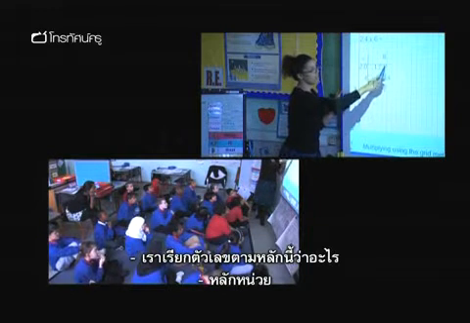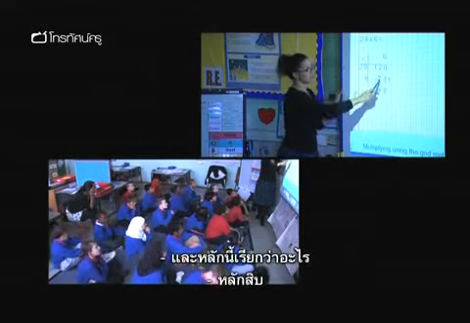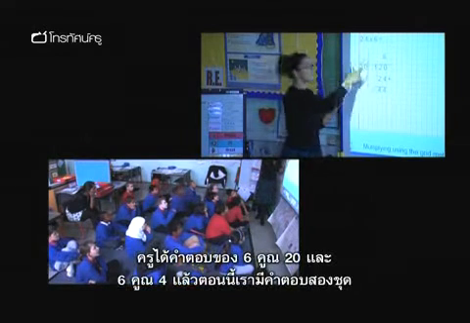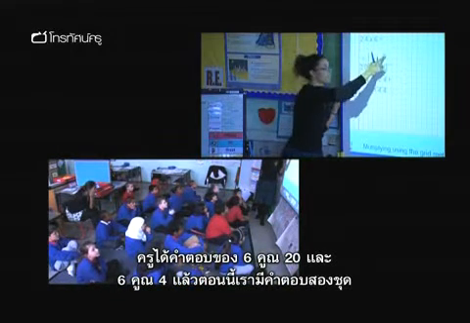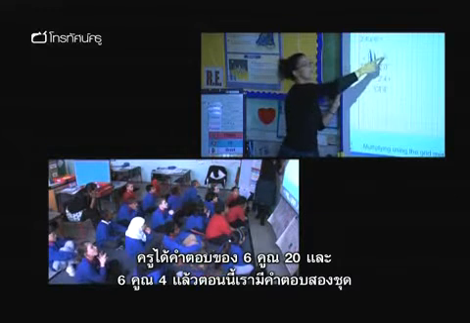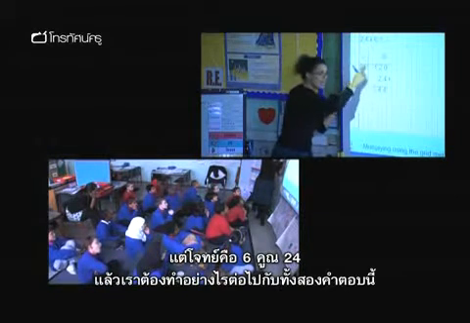What's this column here? Units. What's this column here? Tens. What's this column here? Hundreds. Fantastic. OK, I've done 6 times 20 and I've done 6 times 4 and I've got the 2 separate answers, but it was 6 times 24.